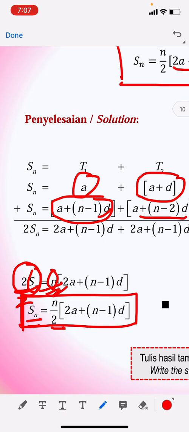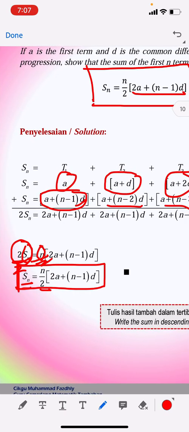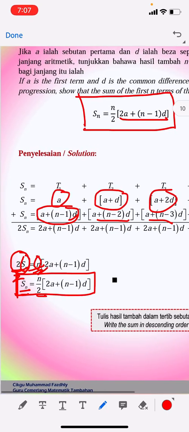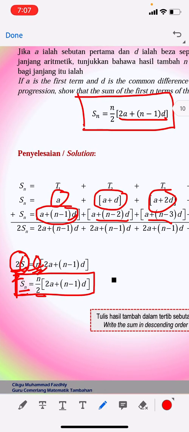Can you memorize the method? Write the Sn. Start from the A plus D, and then until the last term A plus n minus 1D, right? And then reverse it, and then you plus it, and then you divide by 2. Got it? That's how you come up with the formula.